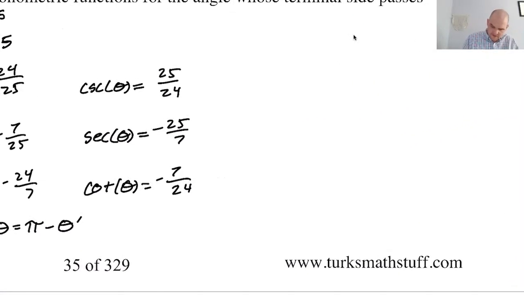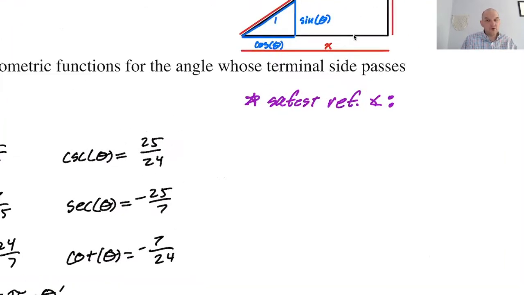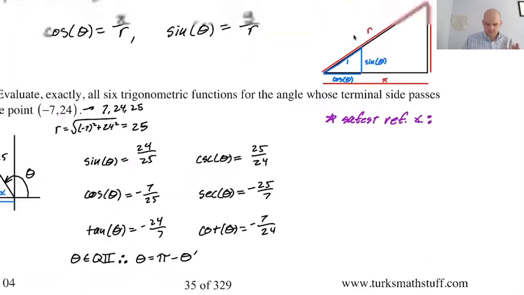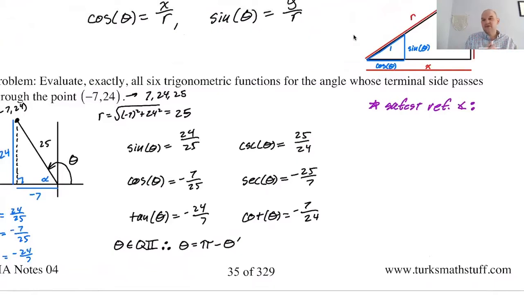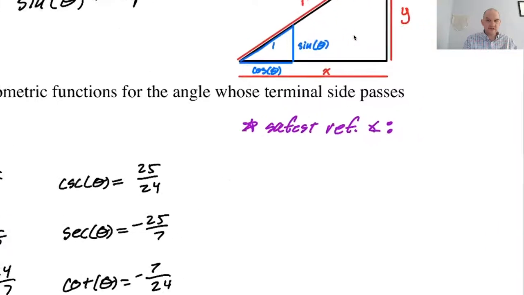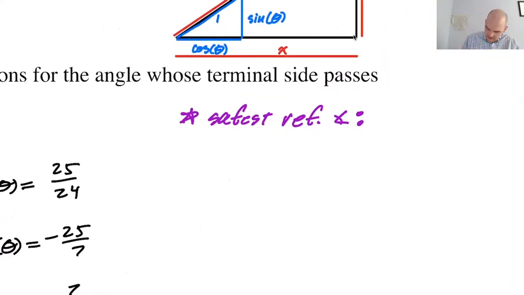So let's do this. What's the safest way to find the reference angle? Well, which one do you know the most about going into the problem? Given a point x, y, sine is going to be y over r. We're not given r, so we don't necessarily know that. Cosine is x over r. We don't know r. That's not safe. Tangent is y over x. We actually know x and y, so we know everything for tangent. So we're going to use tangent to find our reference angle, but we have to be careful.